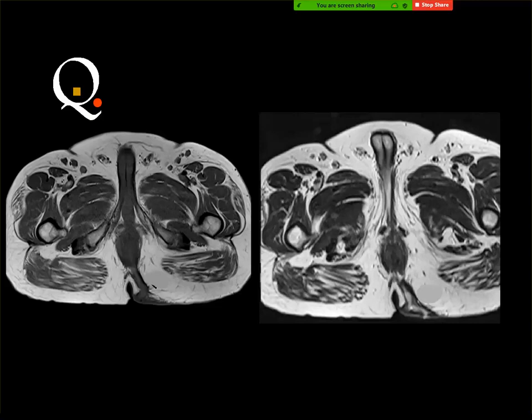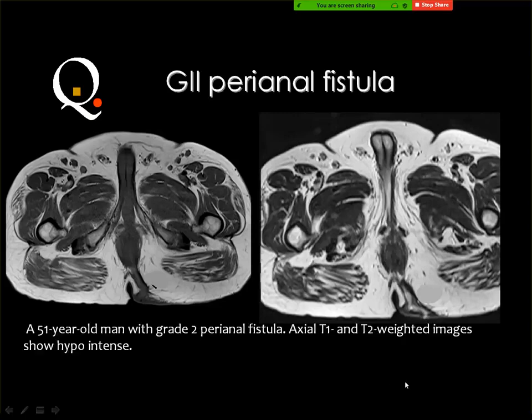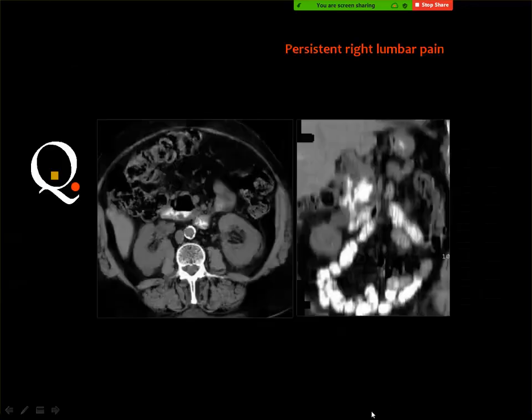Anal fistula. Yes, perianal fistula, grade... Intersphincteric. Yes, grade 1. No, there is a side branch, then you consider it grade 2. If the fistula is only one track, this is grade 1. If there is a side track or abscess, this is grade 2.